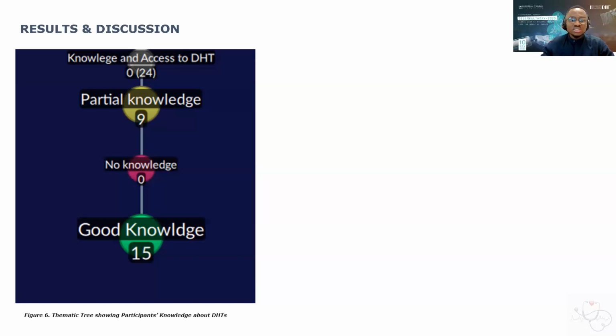And mind you, digital health technologies are broad. So during this interview, I was able to give them more knowledge of what digital technologies were. In the process of doing that, I found out that most of them already knew what digital technologies are, even though they were using them. Looking at this thematic tree, you can see that the majority of them, almost all of them, have good knowledge. It's just some of them that have partial knowledge.